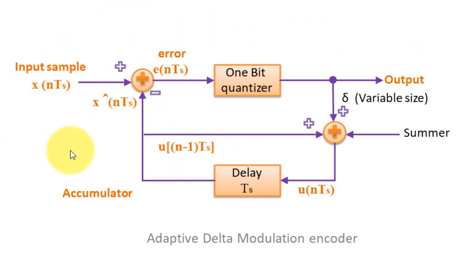So if we closely observe this figure, it shows the delta modulation encoder, where we have the incoming input sample value x(nTs), which gets subtracted from the approximated staircase value of our signal. That error signal is passed through a 1-bit quantizer, which generates a quantized value in terms of step size, and depending upon that step size our encoder generates certain bits, and this summer has two inputs.